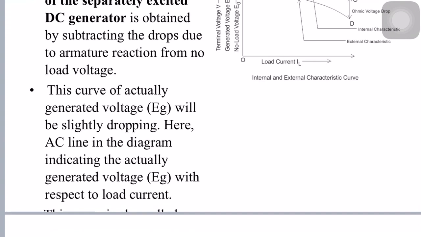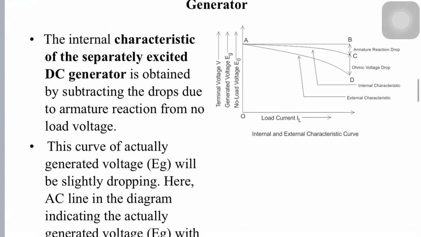As the load current increases, the terminal voltage falls due to two reasons. The armature reaction weakens the main flux, so that the actual EMF generated E on load is less than that generated E0 on no load. And there is a voltage drop across the armature resistance, that is I_A R_A, or we can call it I_L R_A.